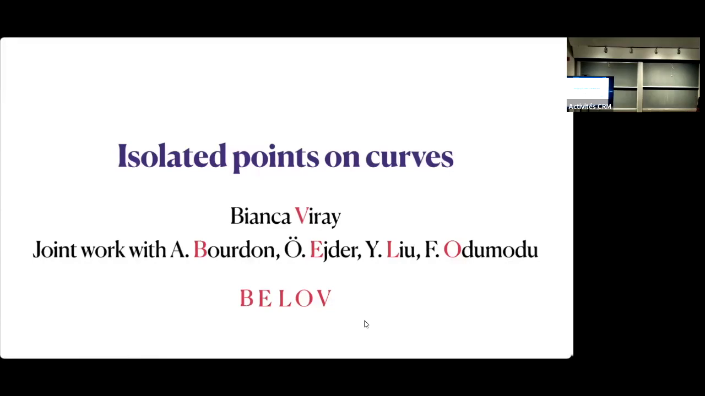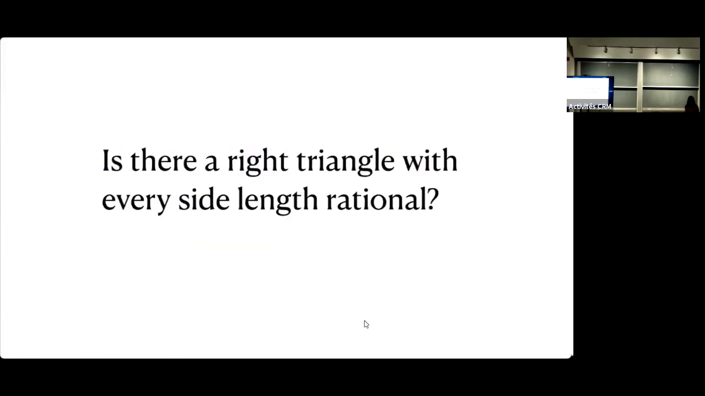Okay, so before I start talking about isolated points on curves, I want to tell you what I mean, as an arithmetic geometer, by points on curves. And it's Friday afternoon, probably all ready to rest for the week. So we'll start with a warm-up question. And number theorists in the room are not allowed to answer any of my warm-up questions. Okay, so is there a right triangle with every side length rational? Okay, great. People are like, is this a trick question? Yes, I'm seeing lots of nods.